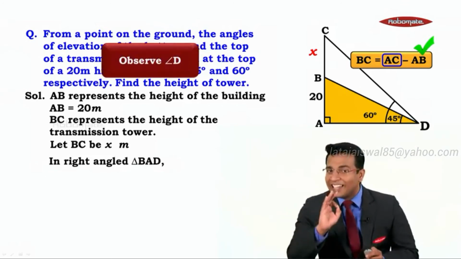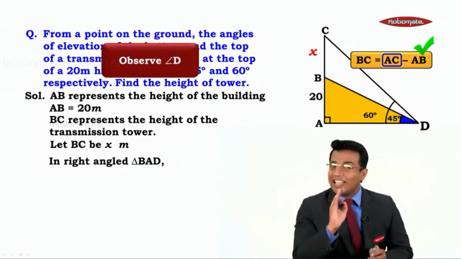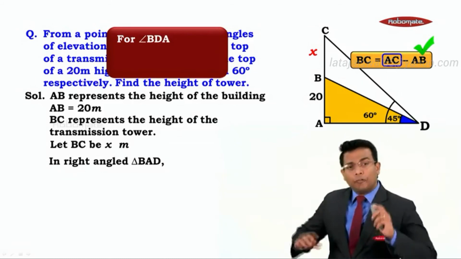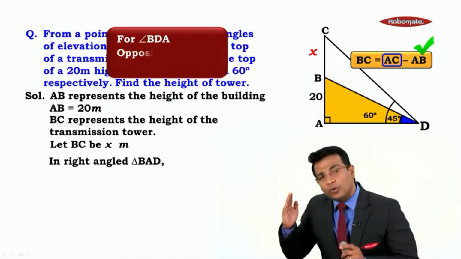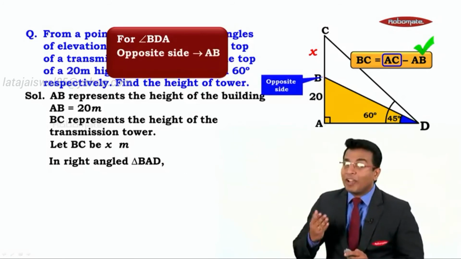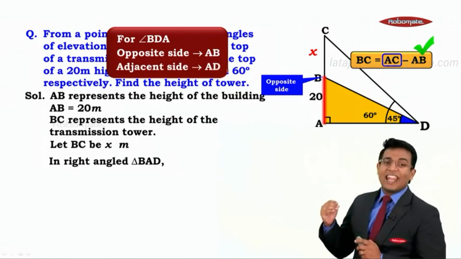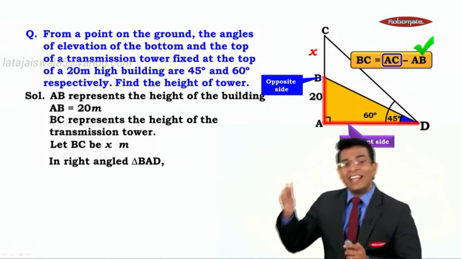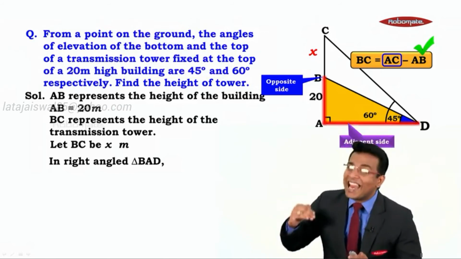Yes, that is angle 45, that is angle D. So observe that angle D, that is angle BDA. Now for that angle, observe what is given to you. We have the opposite side AB given to us, and what we are thinking is to find AD. And what is AD? AD is the adjacent side. That means we are talking about opposite side and adjacent side.